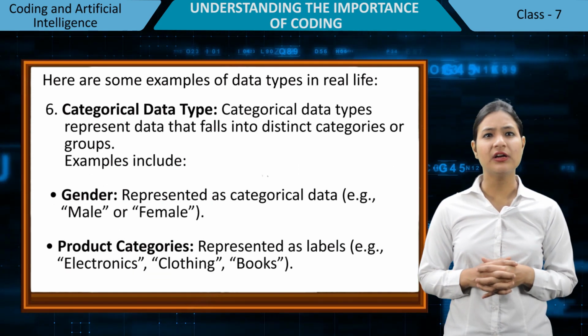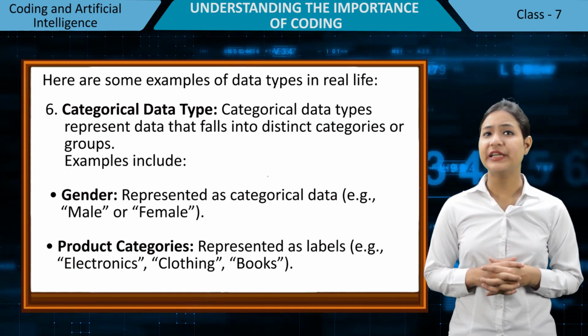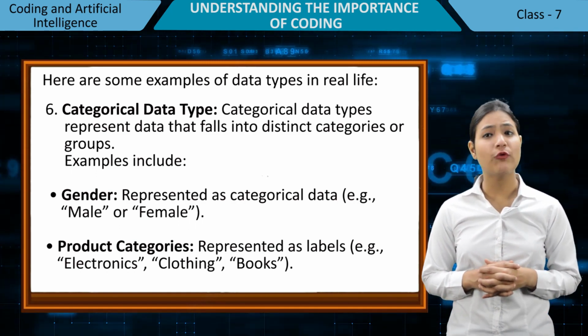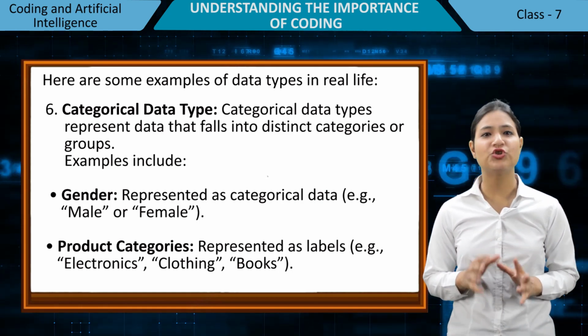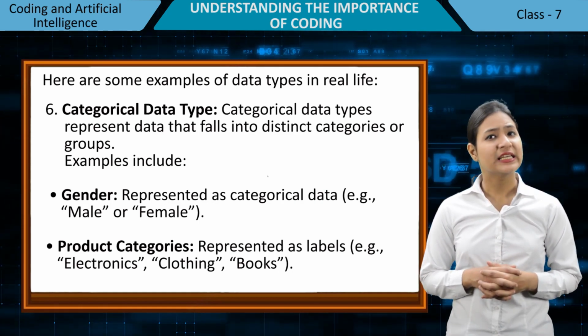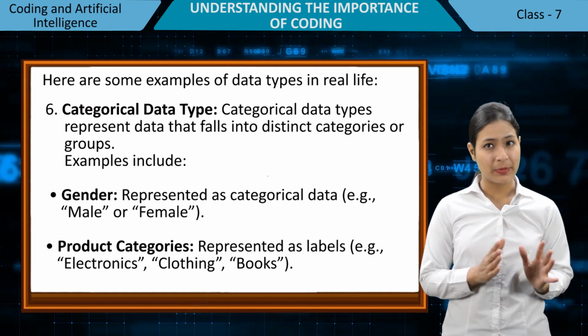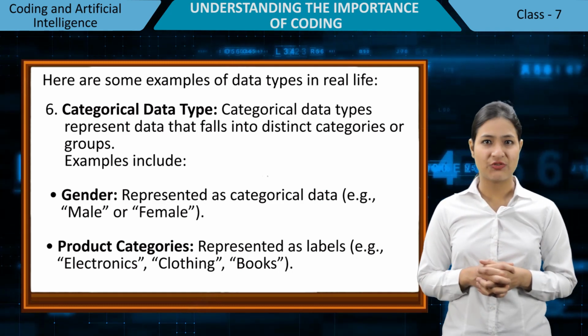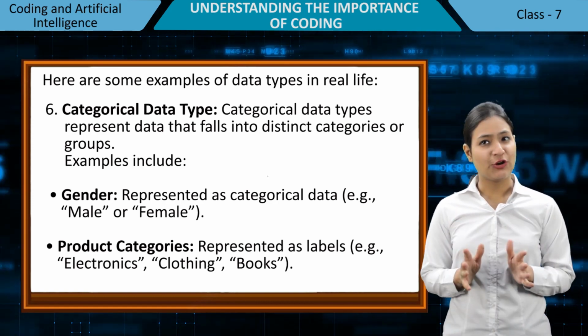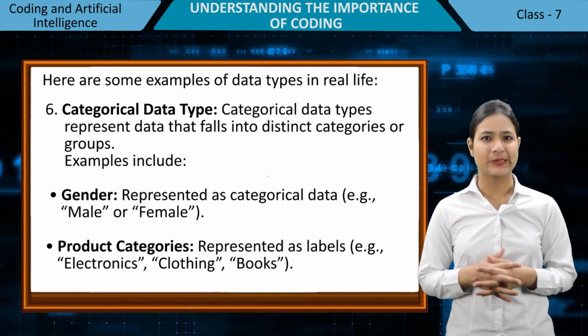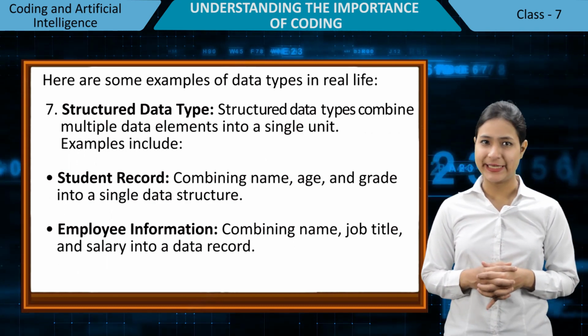Sixth, categorical data type. Categorical data types represent data that falls into distinct categories or groups. Examples include gender, represented as categorical data, example male or female. Product categories, represented as labels, examples electronics, clothing, books.